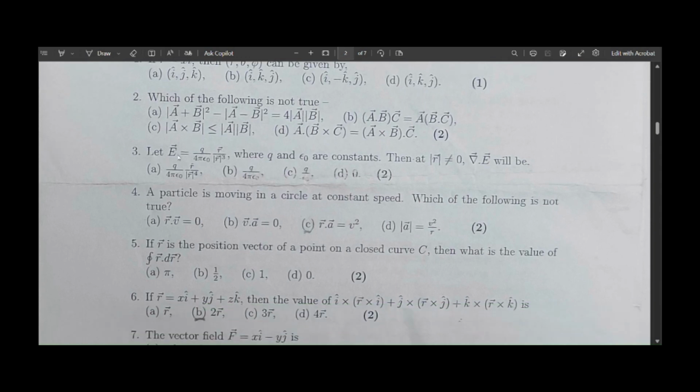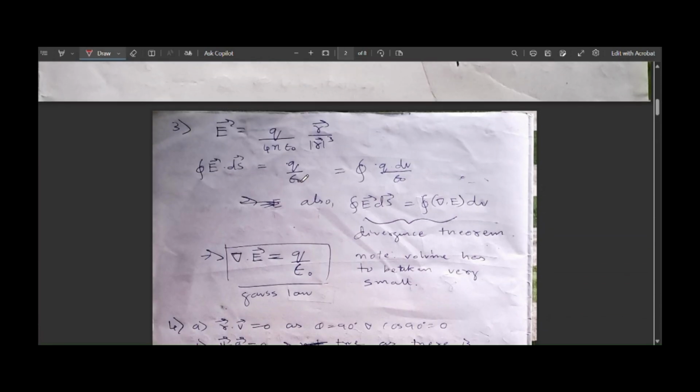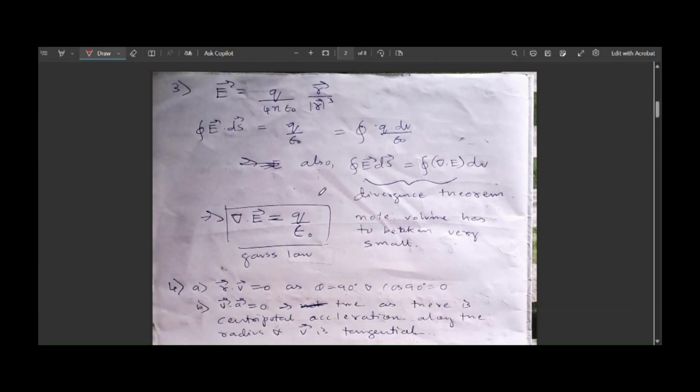And next look at question number 3. E is equal to q by 4 pi epsilon r by mod r cube. q and epsilon are constant. Then we are asked to find del dot E. So we can find it by using the divergence theorem. In the divergence theorem we know surface integral E dot ds is equal to integral del dot E dv.